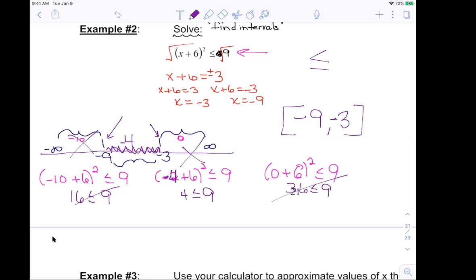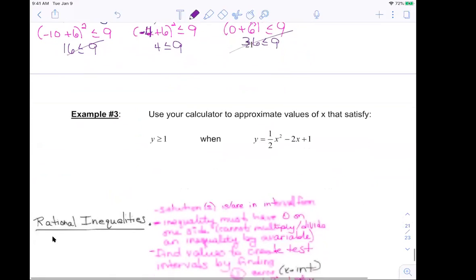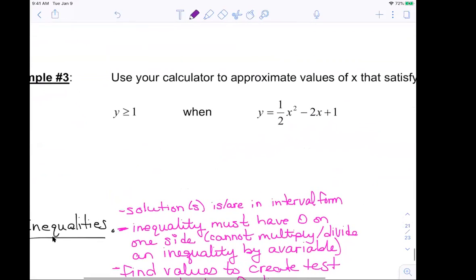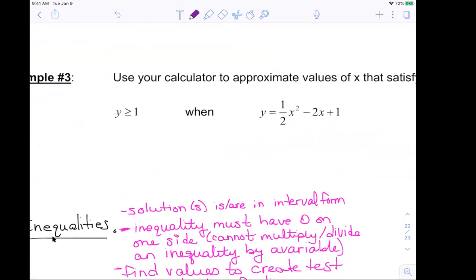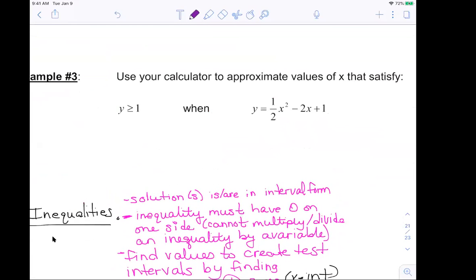Okay, so I'd like you to take your calculator out because the next one deals with the calculator. Just to get you to think of how it looks in the calculator, what you're looking for graphically. Sometimes it helps pull in that graphing feature so we can see a picture of what we're really trying to solve for. So this one says to use the calculator to approximate the values of x that satisfy the fact that y is greater than or equal to 1 when my equation is y equals 1/2 x squared minus 2x plus 1.